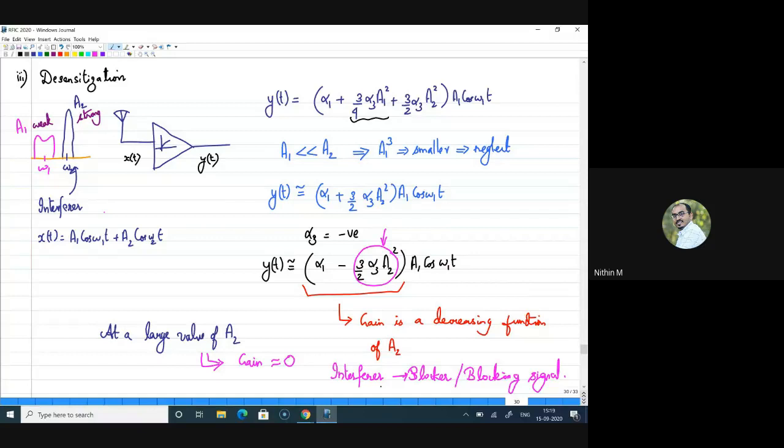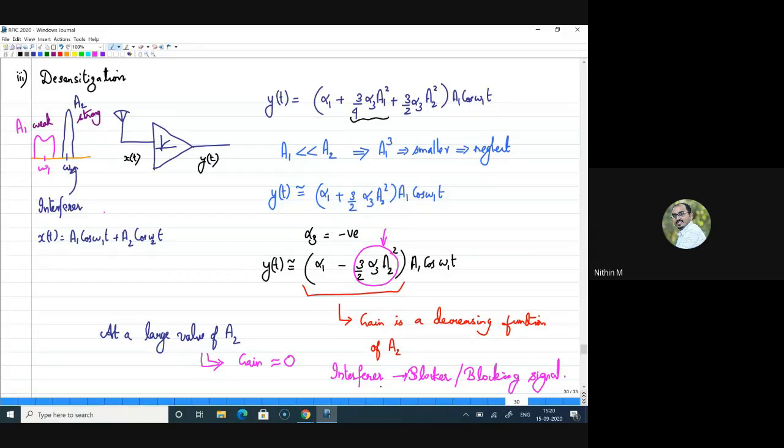So this blocker or blocking signal refers to the interferer that desensitizes the circuit, thereby reducing the gain ultimately to 0. Even if it is not reduced to 0, we generally call an interferer which affects the fundamental gain component of a desired signal a blocker or a blocking signal, right? So this is one of the extensions of the gain compression we have seen just now. I hope this is clear.